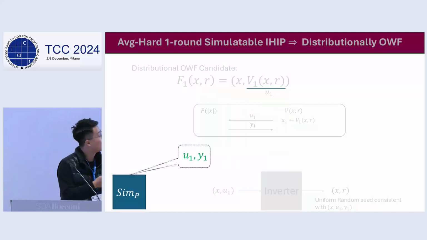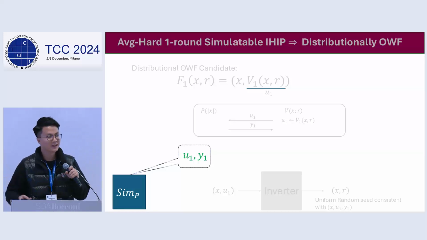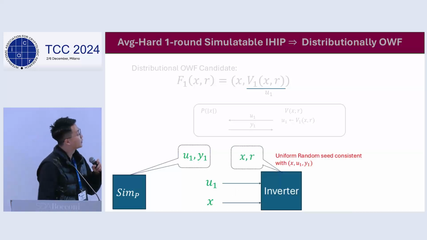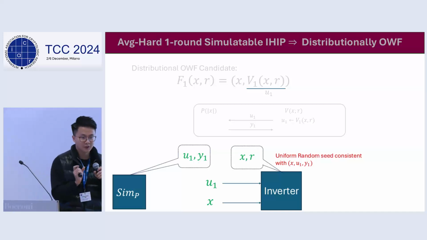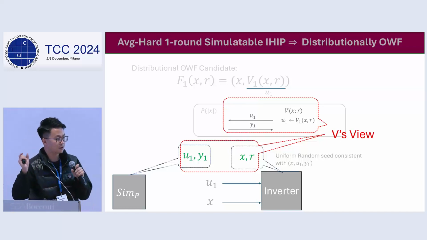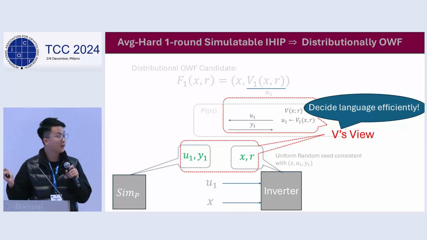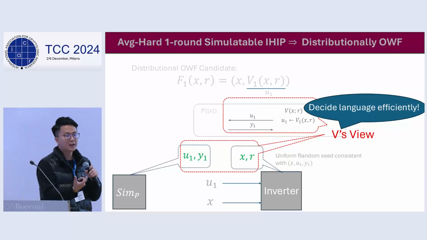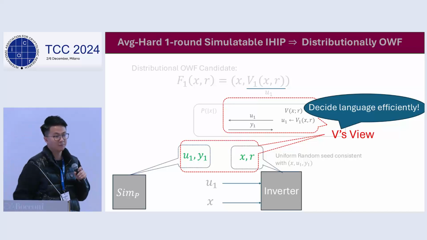So indeed, we will try to construct some candidate function and show that if this function is not distributional one-way, then we can sample the verifier's view efficiently. In particular, our function will be like this. You take an instance and the verifier's randomness C and run the verifier algorithm to generate its first message. The output distribution of the function is just the instance and the verifier's first message. And suppose the function is not distributional one-way, then we have an efficient inverter that takes the instance and the message and helps sample a random C that is consistent with this instance and the transcript.